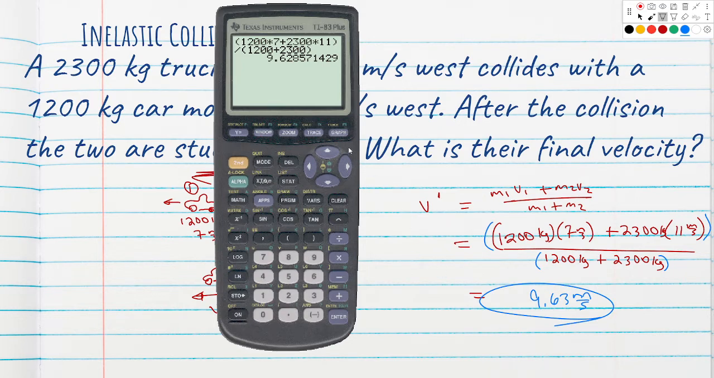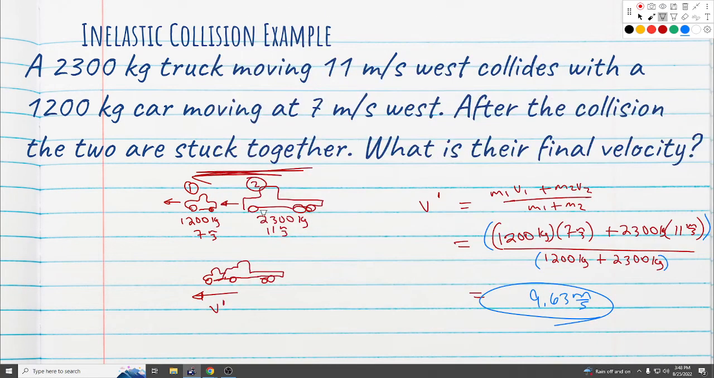And when we look back at the picture, that kind of makes sense. The truck was moving faster and got slowed down when it hit the car. The car was going 7. It got sped up when the truck hit it. The total momentum is going to be the same.